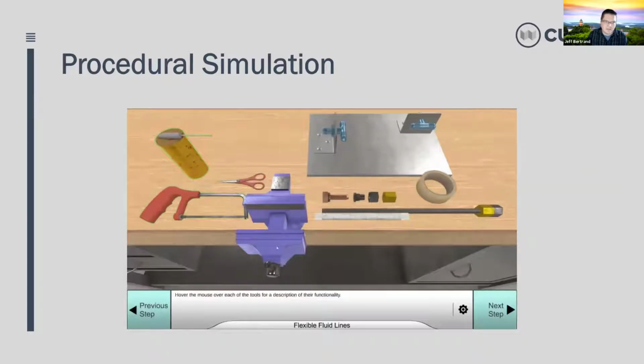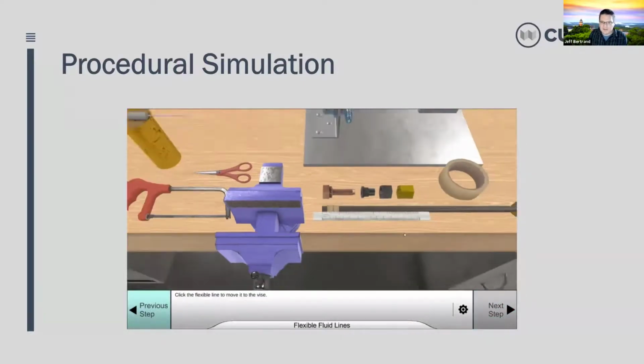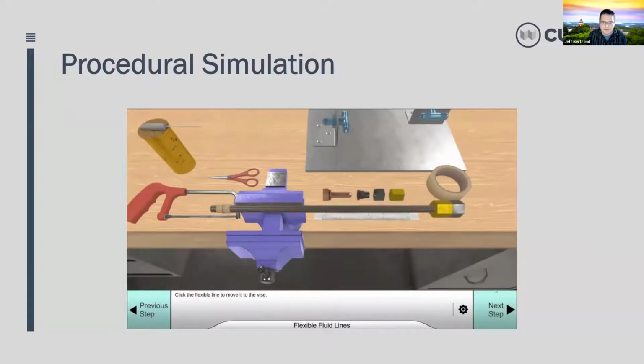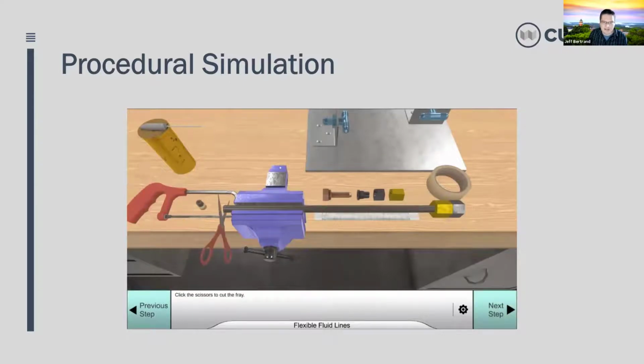I kind of touched on this before, but this simulation is taking the user step by step through the process of fabricating a fluid line for an aircraft. So again, the students are interacting with different elements on the screen. They could put the line into the vise and interact with the vise to clamp it. And then they can use a hacksaw to cut the end off. We have some interaction metaphors where the student can just click and drag and move up and down to simulate the action of using a hacksaw in that case.